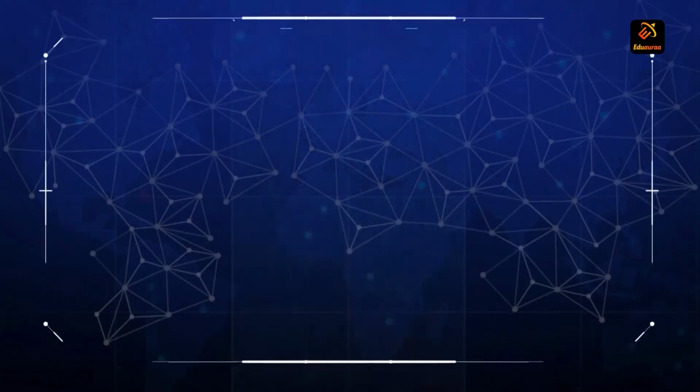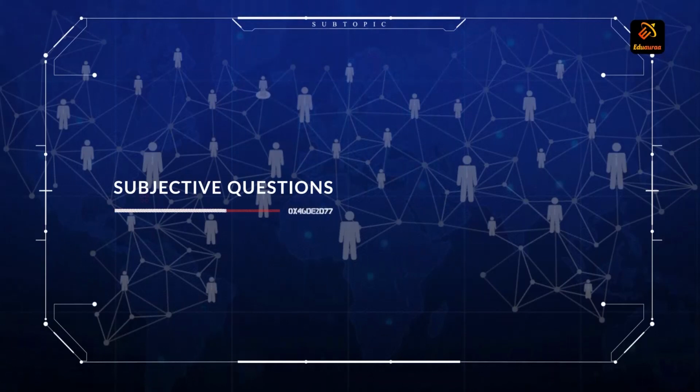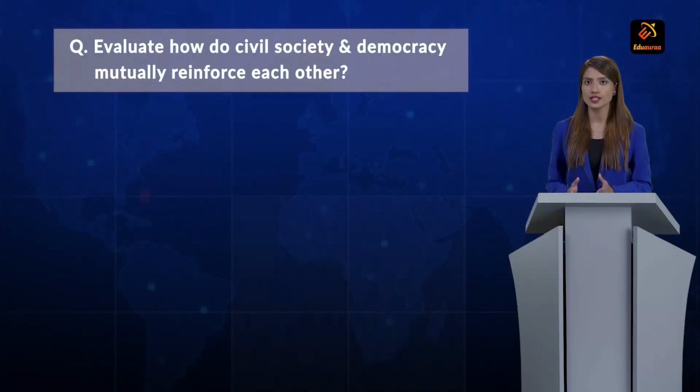In today's session, we are going to continue with some of the questions that have been asked previously from the chapter called Sociology as Science. Let's get started with the first question. Evaluate how do civil society and democracy mutually reinforce each other.